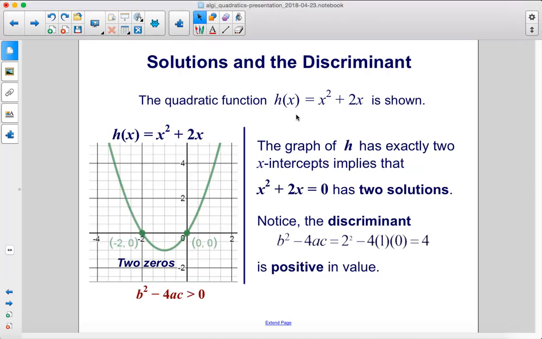The quadratic function h of x equals x squared plus 2x is shown. Here we have 2 zeros, therefore we would assume that the discriminant is positive. Let's see. If we take a is 1, b is 2, and c is 0, and plug it in here, we get 4. 4 is a positive number, therefore there are 2 solutions.